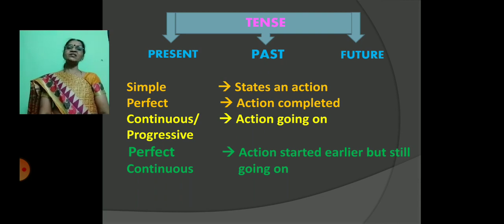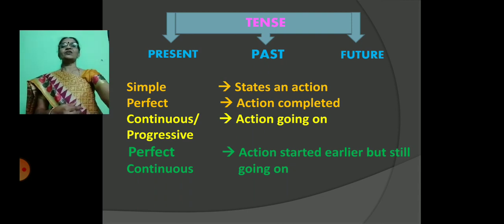Now for these three times we have got four aspects. One is simple, second one is perfect, third one is continuous or we call it as progressive, and the fourth one is perfect continuous. Now the simple states an action. The perfect aspect states action completed. For the continuous or progressive aspect, the action is going on. And for the perfect continuous, the action has started earlier but going on. So that's how we use it.